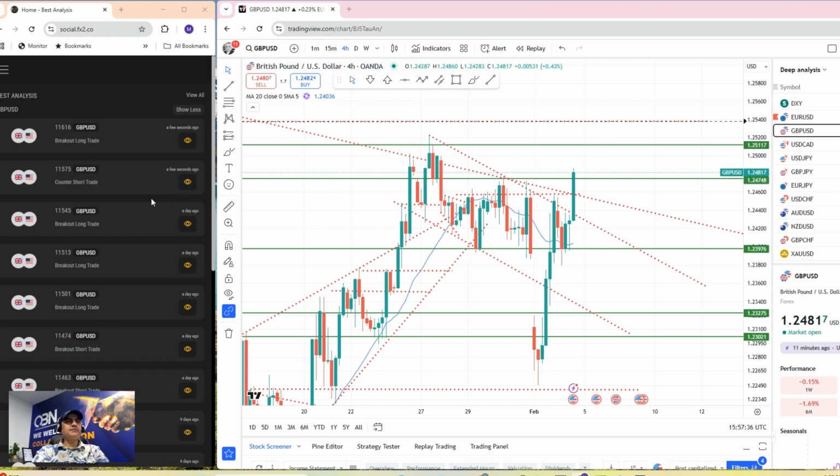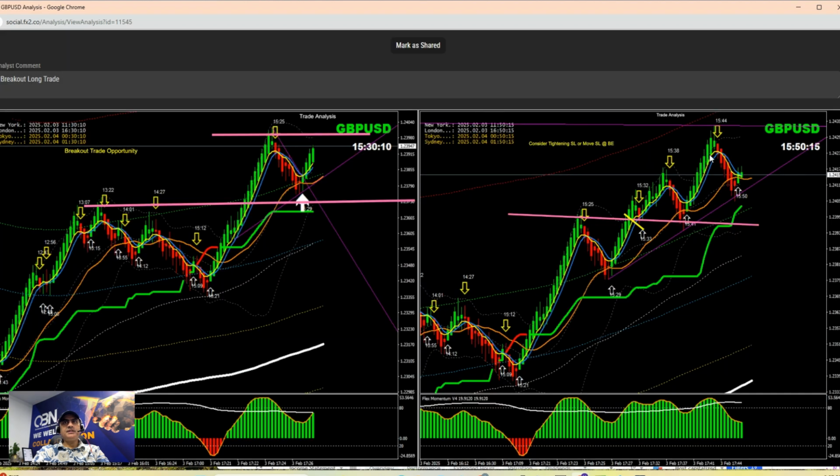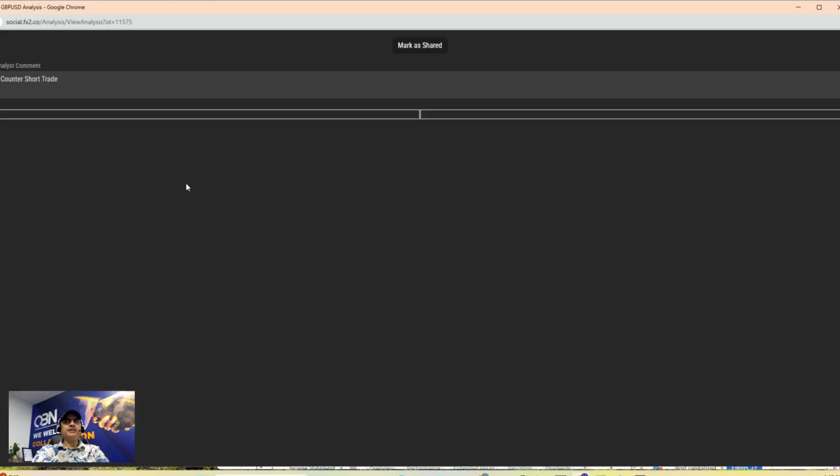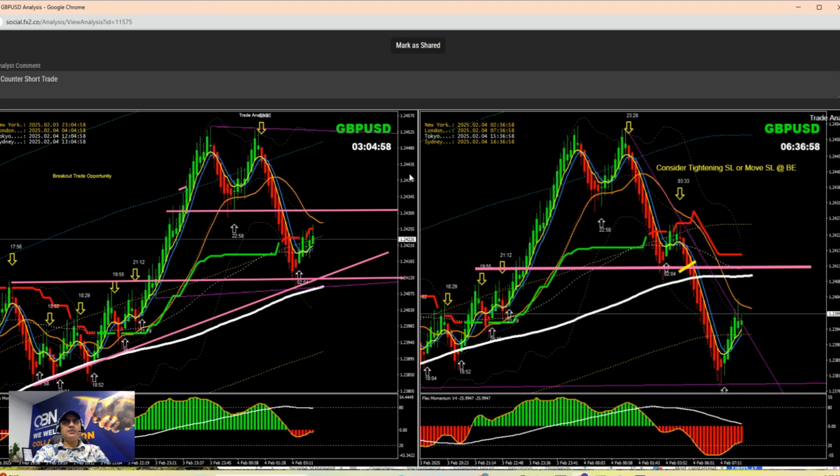Let me share with you guys on pound dollar. Just to recap, guys, this is from yesterday. We had a long trade here and then we had a counter short trade as mentioned here. That was a beautiful Asian session. Price nicely broke the previous low and a beautiful short trade.